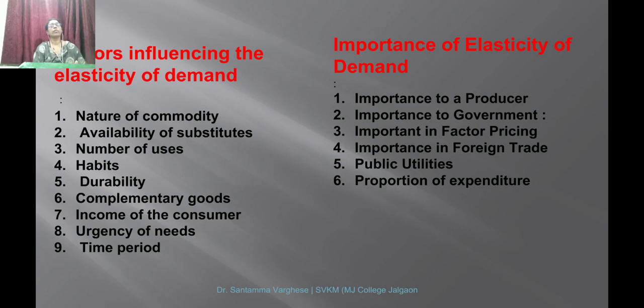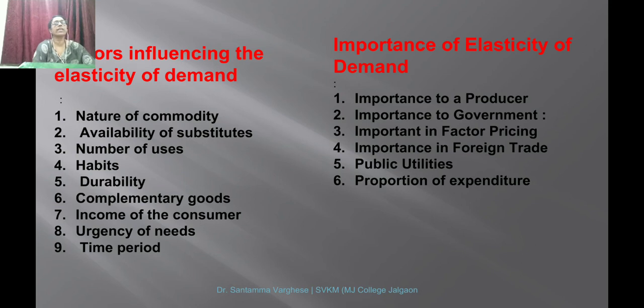Now, why do we study this elasticity of demand? What are the main things that concern it, and what is the essentiality in that? Six points are given for why the elasticity of demand is studied. First, importance to the producer, importance to the government, importance in factor pricing, importance in foreign trade, public utilities, proportion of expenditure. For this only we study this elasticity of demand.